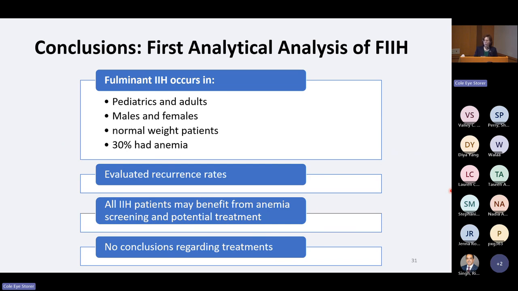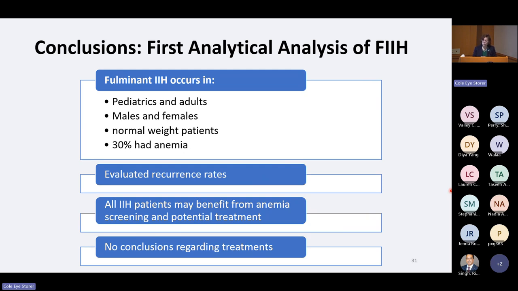And the reason we bring this up is because there have actually been several case studies and series that have evaluated treating anemia coinciding with treating IIH, and they do appear to have potentially better visual outcomes. Why? We still don't understand, but for some reason, we're finding a higher rate here of anemia in this population. So it's just important to note here. It might be important for the future. We also evaluated recurrence rates in patients, and all IIH patients may benefit from anemia screening and potential treatment.